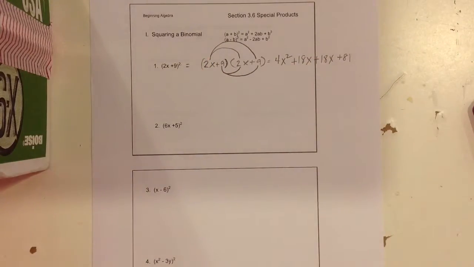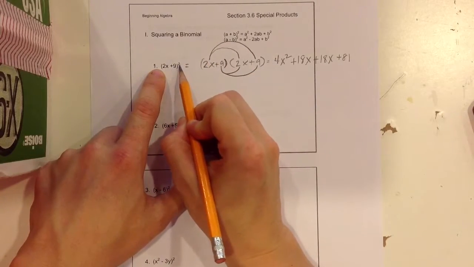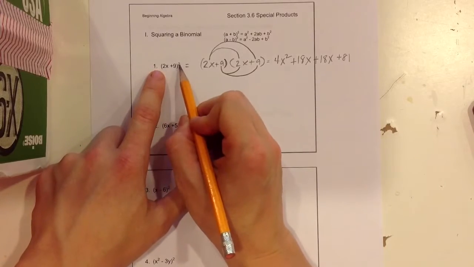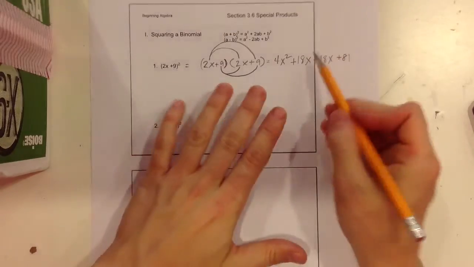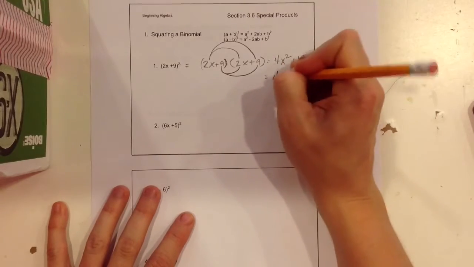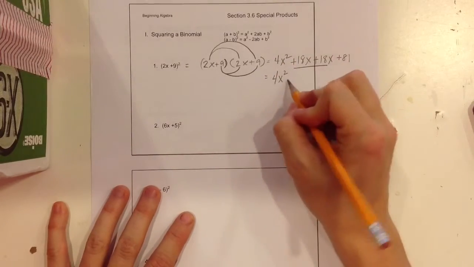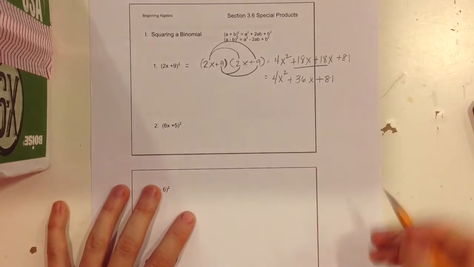So just like we had in our last section, we are going to be doing kind of like a FOIL method, multiplying a binomial times a binomial. So anytime you see this times itself 2 times, or this squared, you're going to write it as a product and then distribute. Now remember, when we have a binomial times a binomial, most of the time the two middle terms are like. So in simplest form, I have 4x squared plus 36x plus 81.